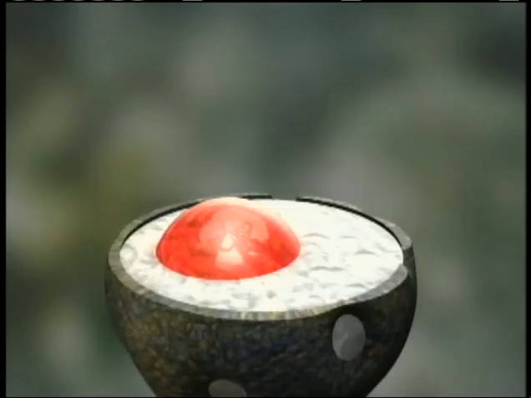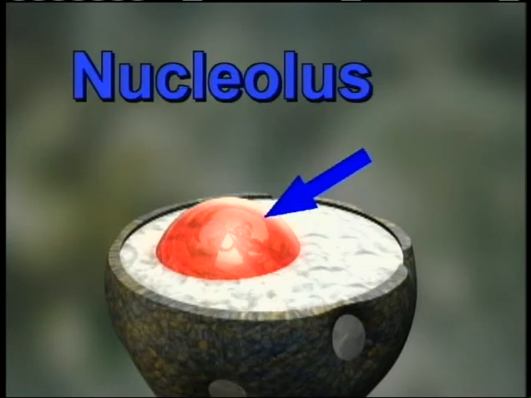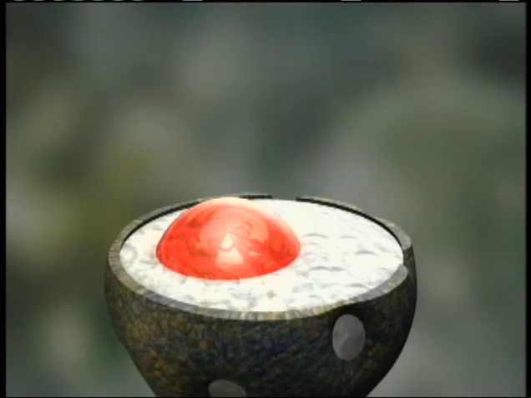Also located in the nucleus is a small, dark, round structure called the nucleolus. The nucleolus is where RNA is built and ribosome pieces are created.